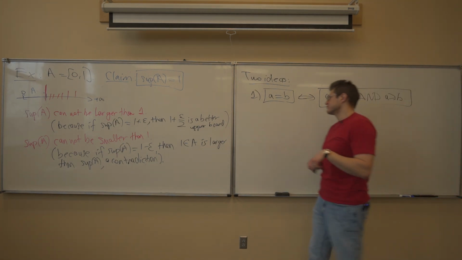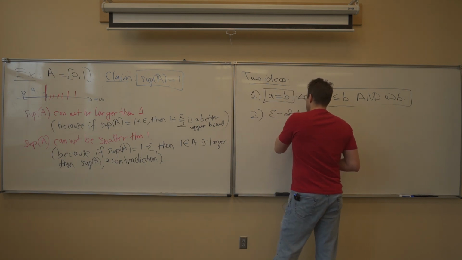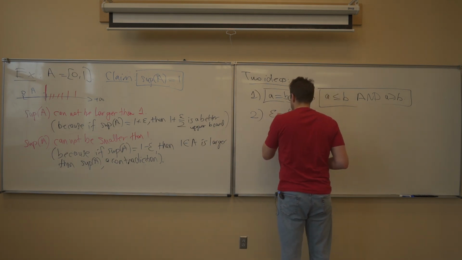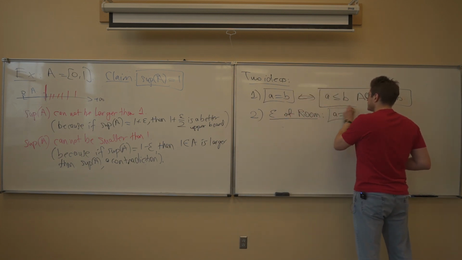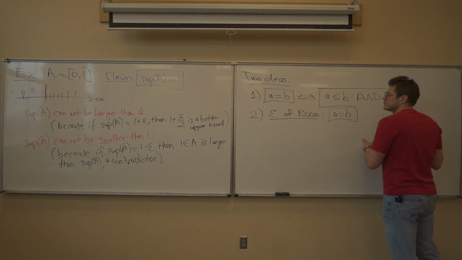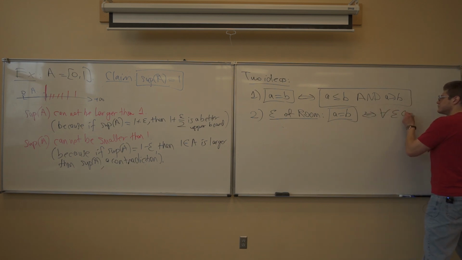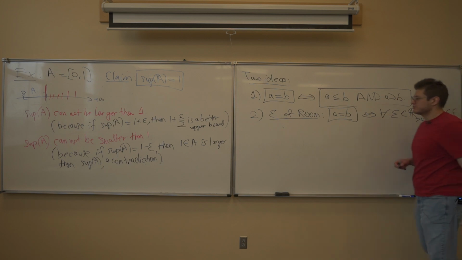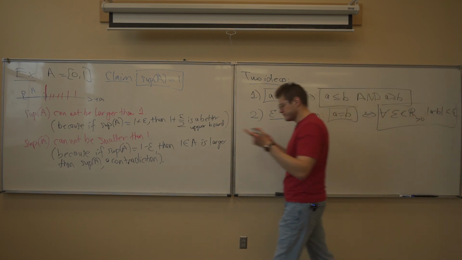Second is an epsilon of room. A is the same thing as B if and only if their distance is bounded by epsilon for any epsilon. For any epsilon positive, the absolute value of A minus B is bounded from above by epsilon. We didn't quite use this, but still.